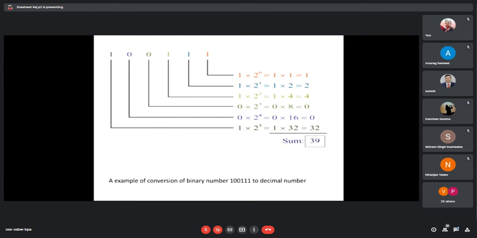The same process can be applied with a different base. For octal it will be 8 to the power 0, 8 to the power 1 and so on, and similarly for the hexadecimal system.